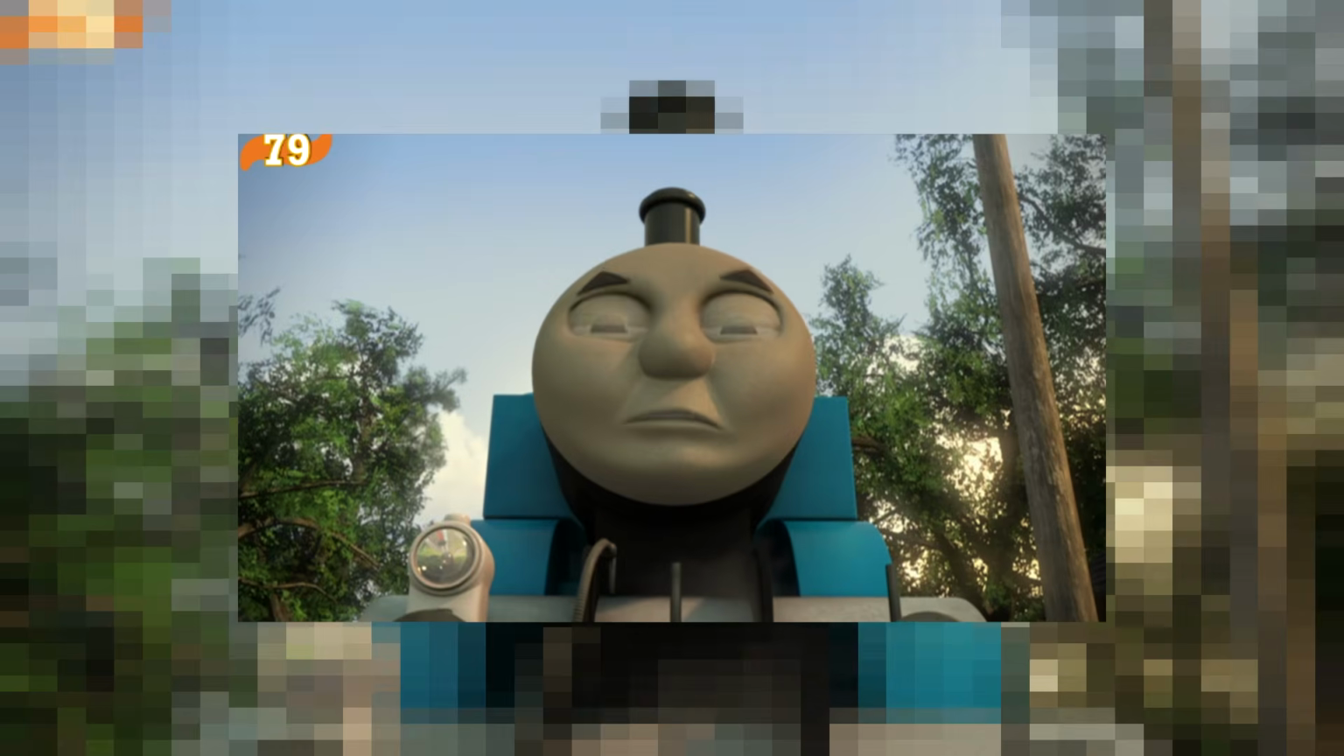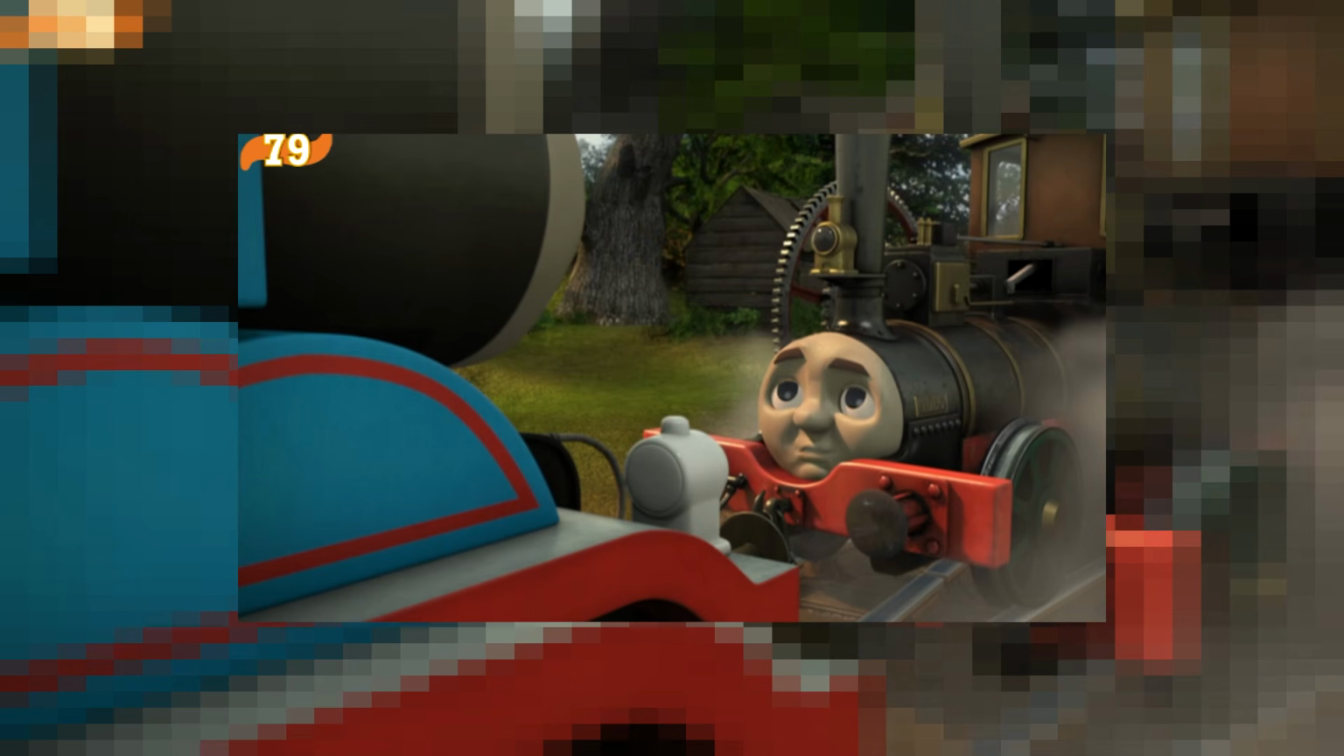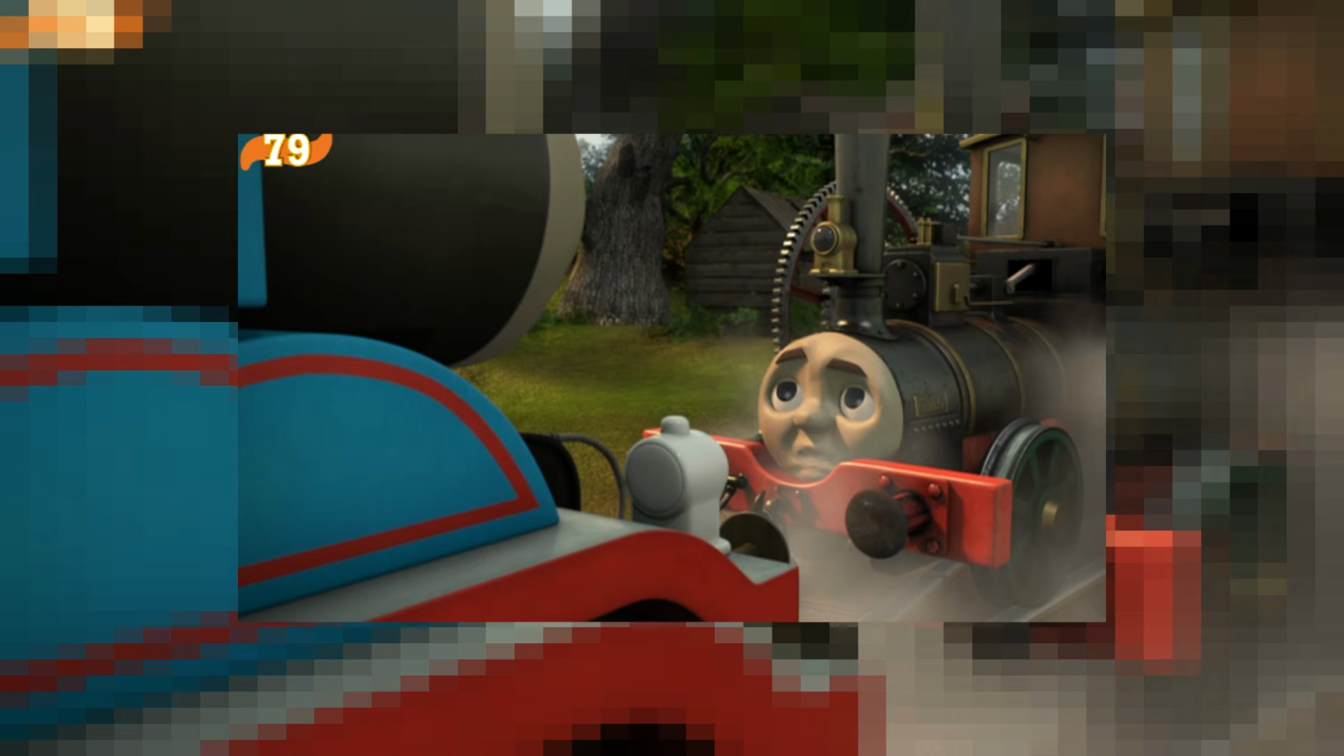Are you being scrapped? Scrapped? Yes, engines get scrapped when they're not useful and nobody cares about them anymore.